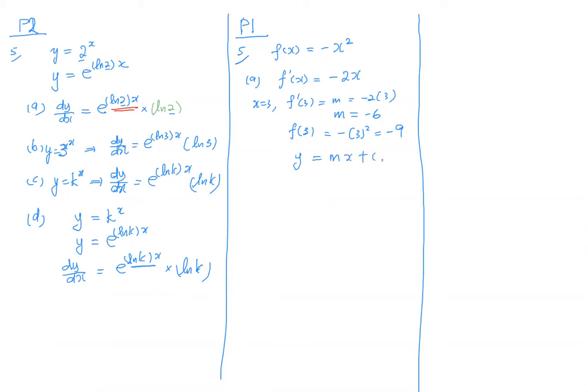So you put into y equals mx plus c. If I'm too fast, do stop me, okay? -9 equals -6 times 3, am I right? Plus c. So this one will be 9 equals c. Am I right? So your equation of tangent will be y equals -6x + 9. Done.